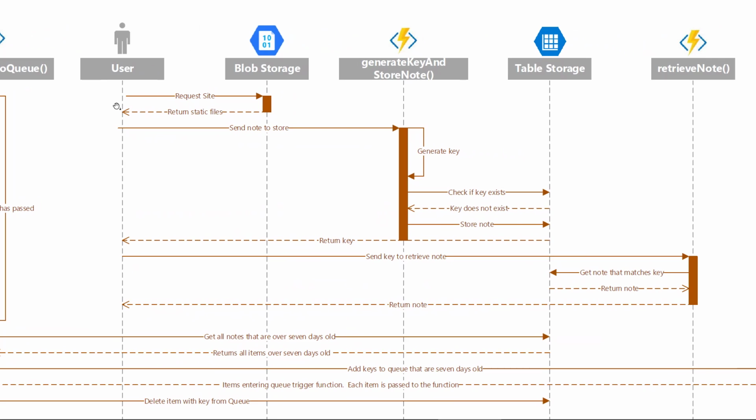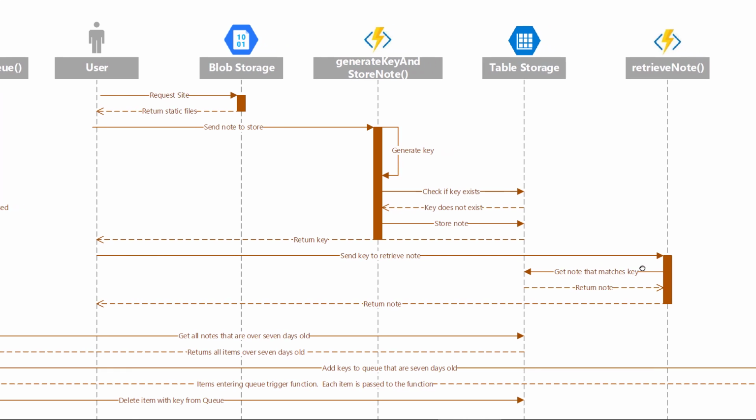As a user, when I request the site, it's actually stored on blob storage, and then it just returns back the static files. And then what I do when I'm on that website is I submit an HTTP request when I click to store my note. What that does is send the information to an Azure function that generates a key, and then it checks the table storage, which is the database, and sees if the key exists. If it does not exist, then it'll store the note with that key, and then it'll just return that key to the user.